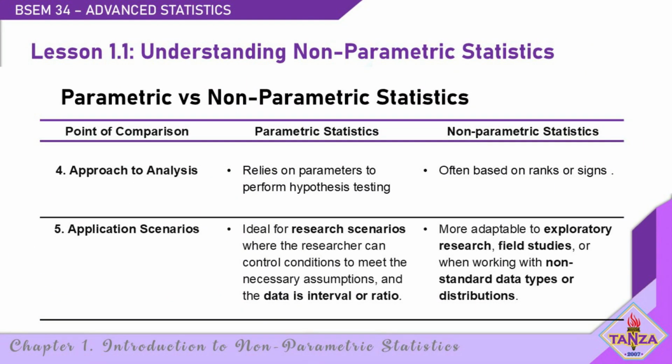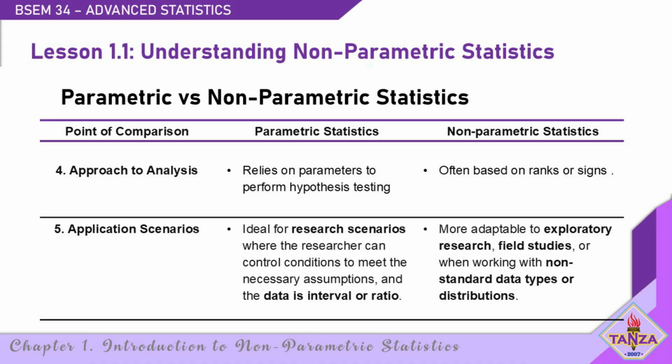We're now looking at the last 2 points in our comparison of parametric and non-parametric statistics. 4. Approach to analysis. 5. Application scenarios. Let's go over each one clearly. Point 4. Approach to analysis. Parametric statistics. These methods rely on parameters, like the mean and standard deviation, to perform hypothesis testing. This means they depend on certain assumptions about the shape and structure of the data.